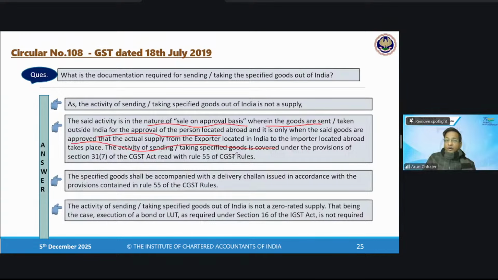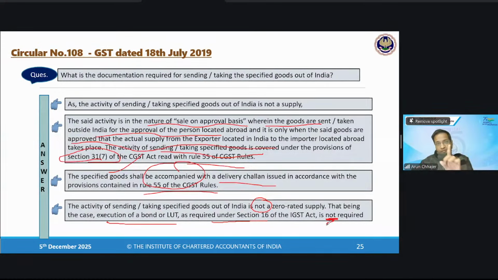So sending or taking the goods out of India is covered under section 31 subsection 7, read with rule 55. Specified goods shall be accompanied with the delivery challan issued in accordance with rule 55. And the last important point, sending or taking the goods out of India is not a zero rated supply. Therefore, execution of the bond or LUT as required in section 16 is not required.